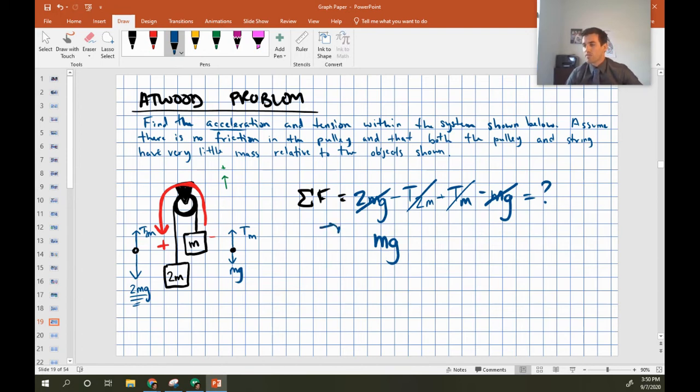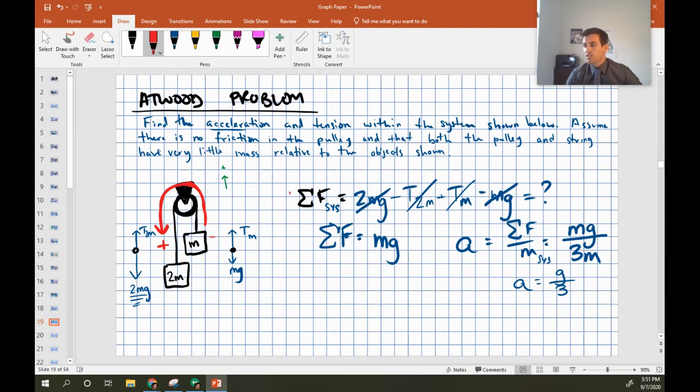So we know that the sum of our forces is actually equal to mg, which means we can set up an acceleration equation because the acceleration is the sum of the forces over m, and the sum of our forces is mg. But I did a sum of the forces for the entire system, which means I need the mass of the entire system. And the entire system has a mass of 3m, which simplifies down to g over 3 for my acceleration.